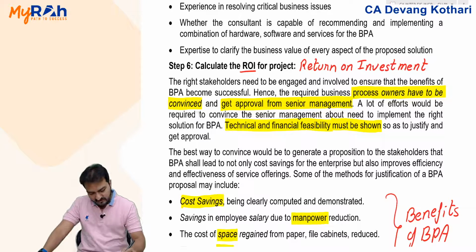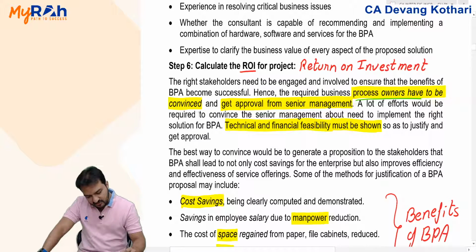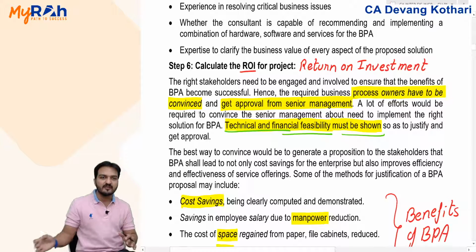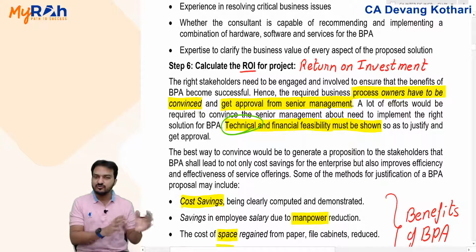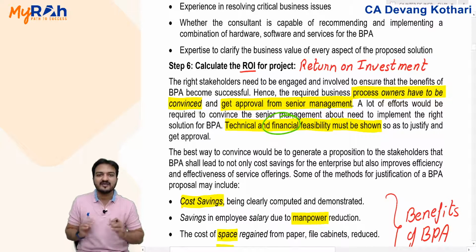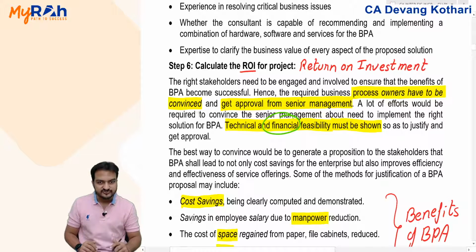So ROI is for the process owners to be convinced. You need to convince the process owners, that is owners of the company, to get approval from the senior management. You need to show them technical and financial feasibility. Technical feasibility means to show them that technology exists to do this work. Financial feasibility means to show them that our company can afford this technology also.